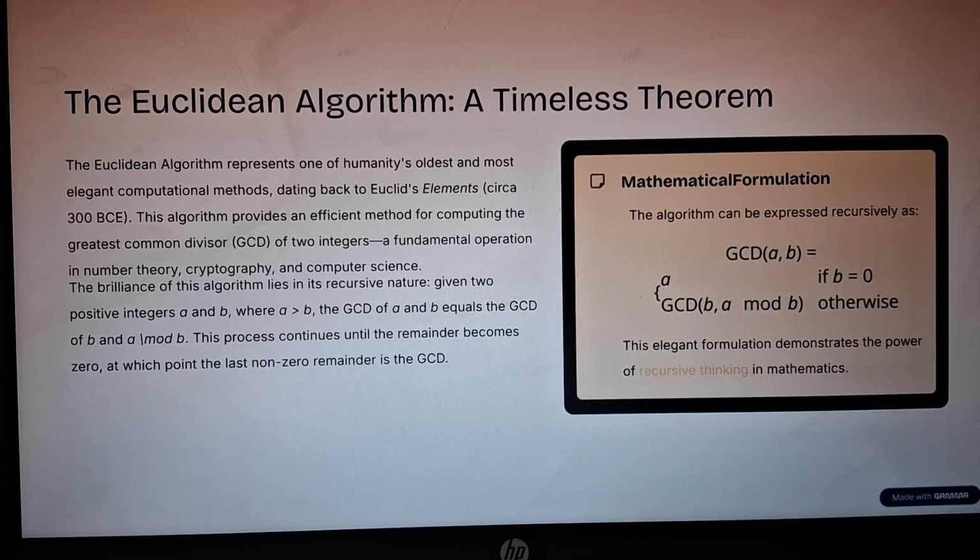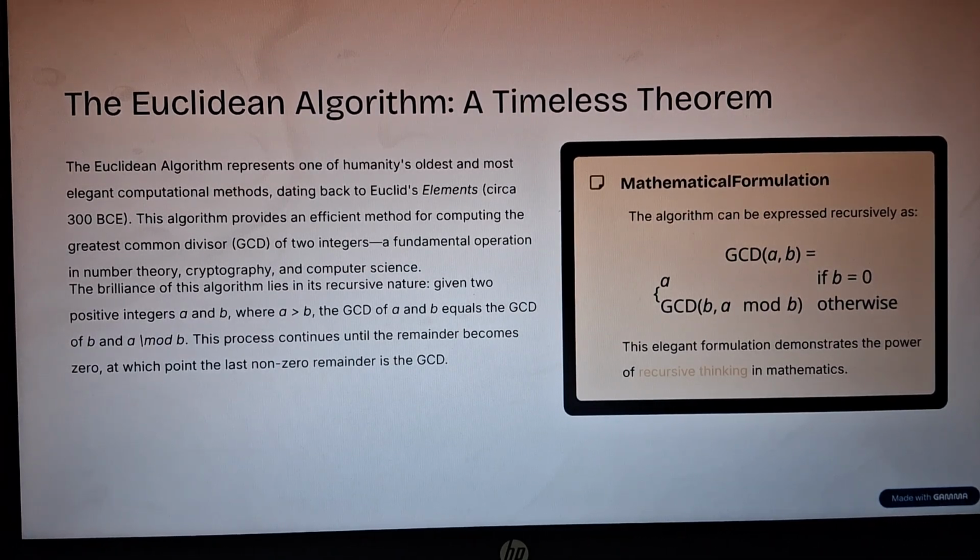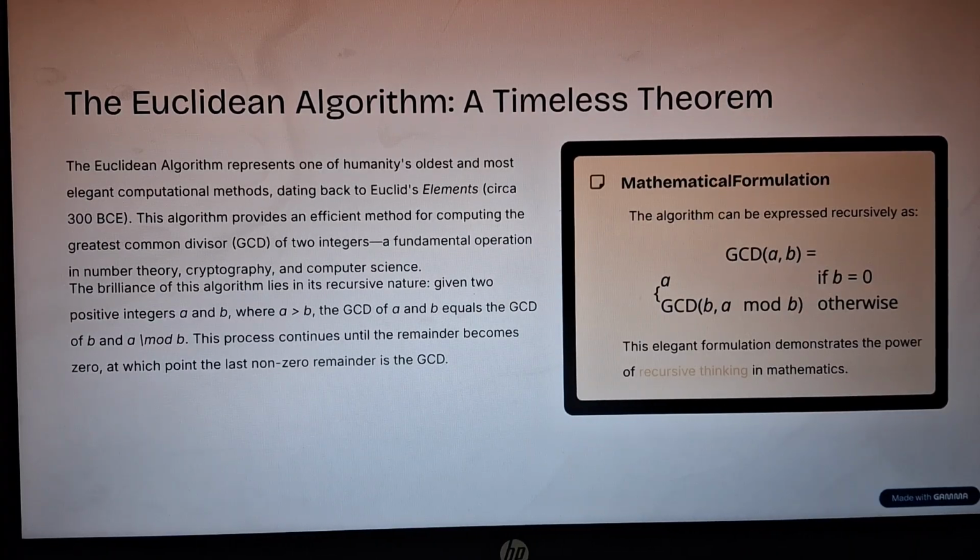The brilliance of this algorithm lies in its recursive nature. Given two integers a and b, where a is greater than b, the GCD of a and b equals the GCD of b and a modulo b. I will tell you what a modulo b is later in this video. This process continues until the remainder becomes 0, at which point the last non-zero remainder is the GCD. This is just a mathematical formulation, you can skip it.